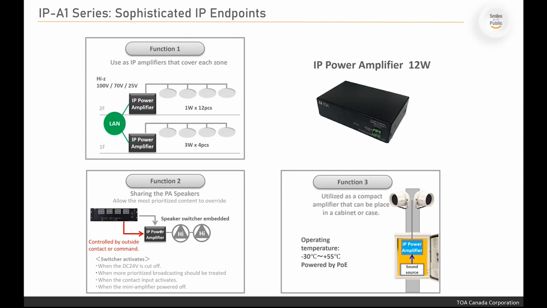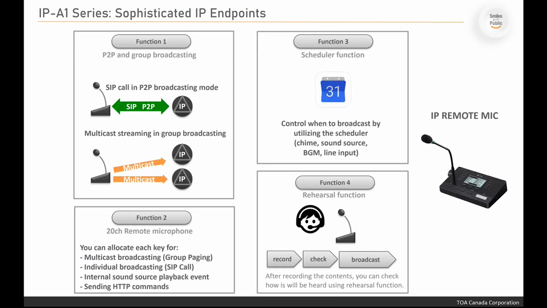And finally, when simply this mini amplifier is powered off, then the embedded switcher will switch back to the high Z speaker and takes its input and streams over the high-Z speakers. In other cases, and in normal operation, it is the IP power amplifier that streams over the high-Z speakers. Finally, the final application, which is this device can simply act as a local amplifier placed in a cabinet or a case. Next is the IP remote mic.